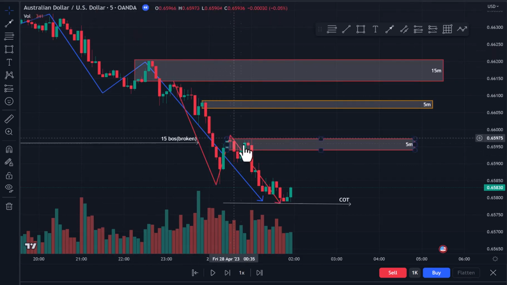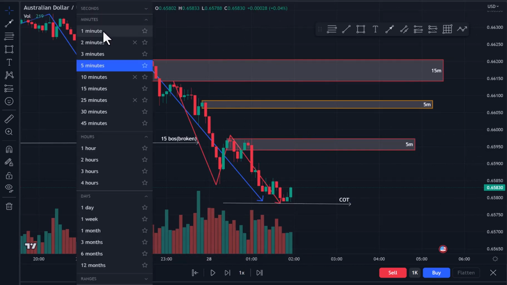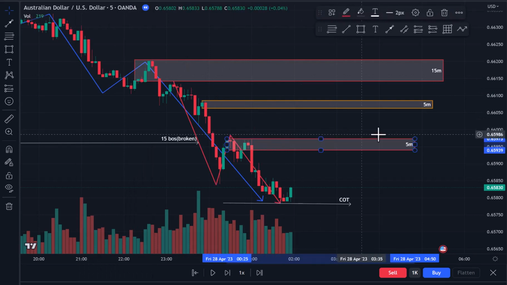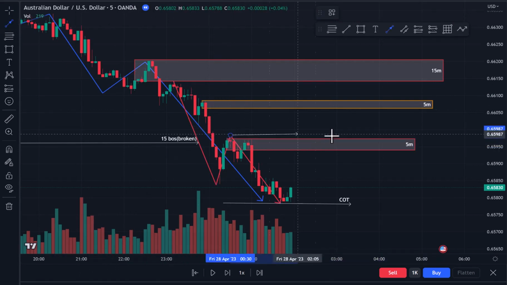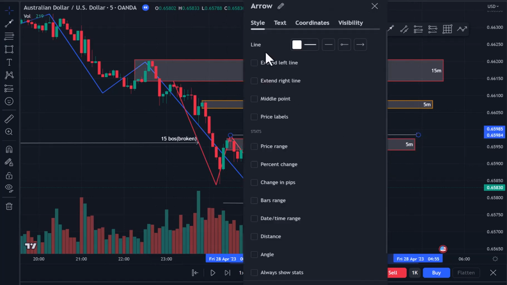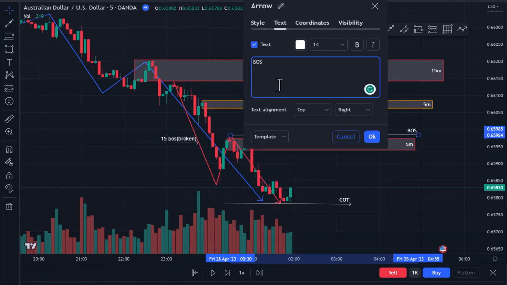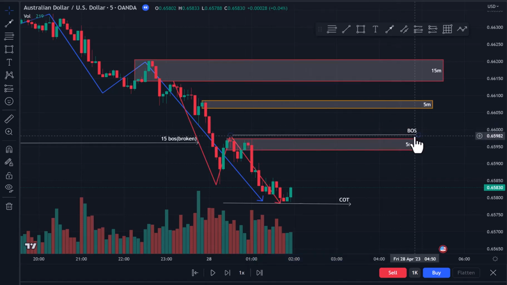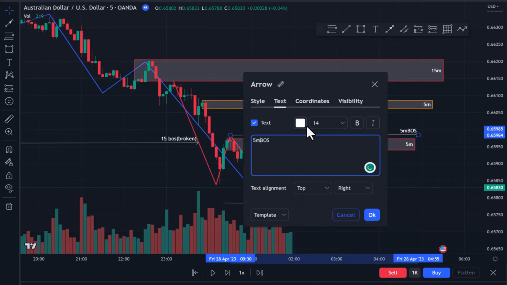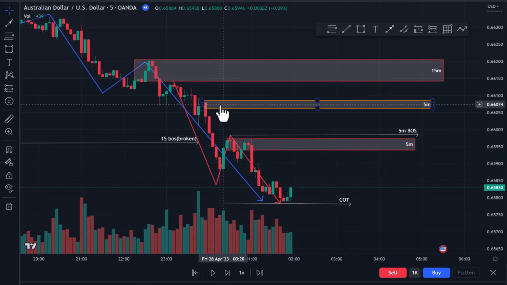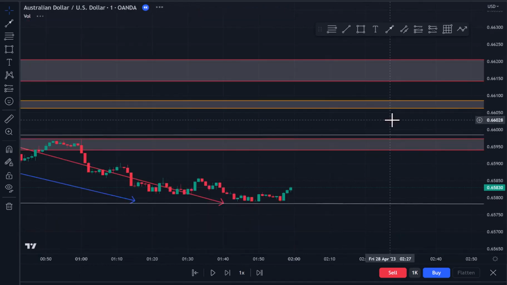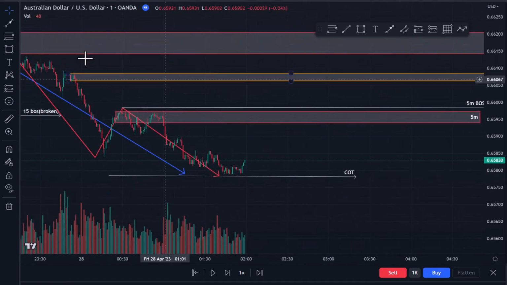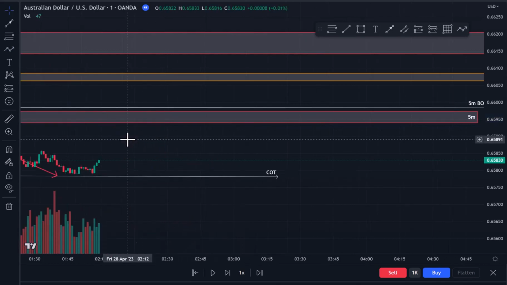So now that we see this is our last pulse down for the 5-minute, I should note as well, this is the 5-minute break of structure, this high here. Okay, so let's do our 1-minute chart. And going from the high, I'll zoom in for y'all.